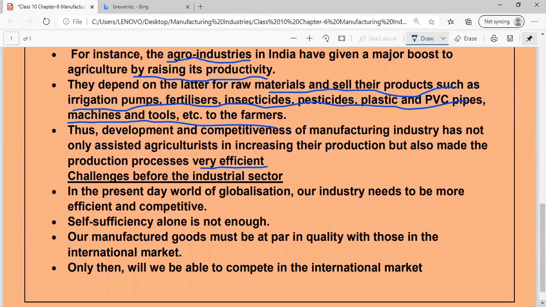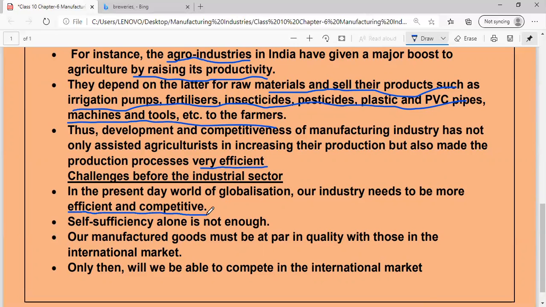Now, challenges before the industrial sector. In the present day world of globalization, our industry needs to be more efficient and competitive. Now, all the countries are focusing on the industrial sector, are focusing on manufacturing, and they are all producing a variety of diversified products. So we have to make our production efficient. That is, we have to increase the qualitative level. We have to improve our quality. Then only we would be able to compete in the market, because it is a globalized world.